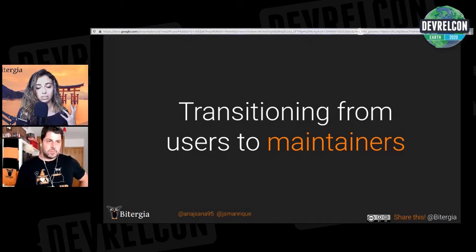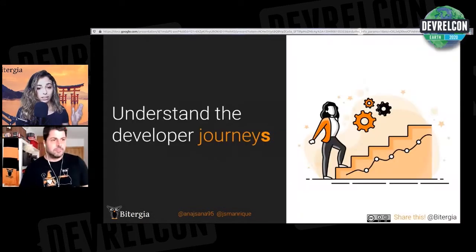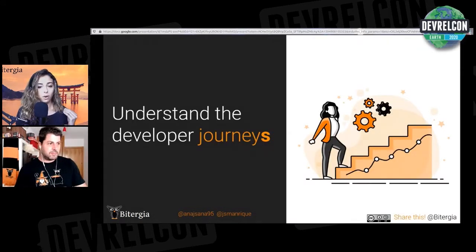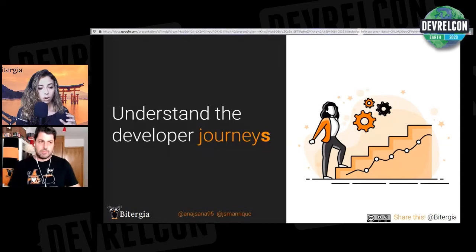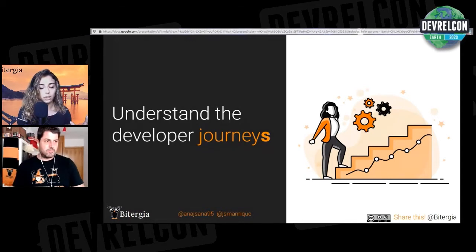How is this transitioning happening? To understand that, for me and I think for most of you who think about it, it's about the journeys: where are my developers, where are they interacting with the product, and how are they evolving from users to most valuable users to contributors? Did they start as contributors and then move to maintainers? Did they start first as users asking questions and then progressively get more and more engaged? So it's not one developer journey, but multiple developer journeys.